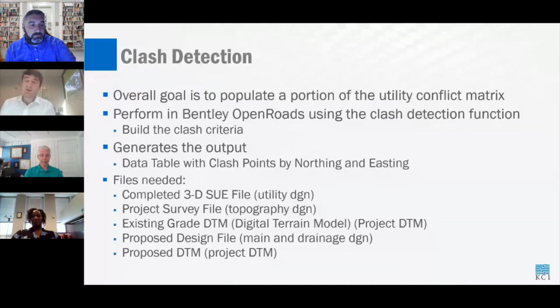This part excites me quite a bit, as if any of you have done what some DOTs refer to as a utility impact analysis or utility conflict matrix. It's usually a very tedious and time-consuming task, and it's very easy to make mistakes doing it in a traditional 2D way. In contrast to this, OpenRoads, as discussed in the last presentation, has something called clash detection, which allows for us to automate identifying utility conflicts, which we'll get into here shortly.